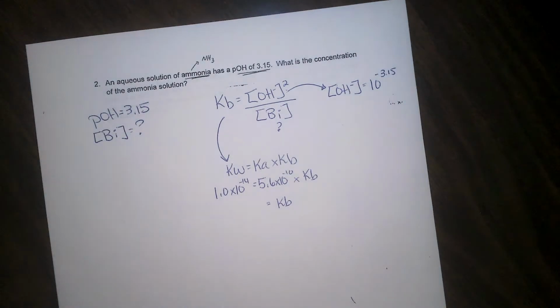What was your Ka again? I was writing down Kw. 5.6 times 10 to the negative 10.